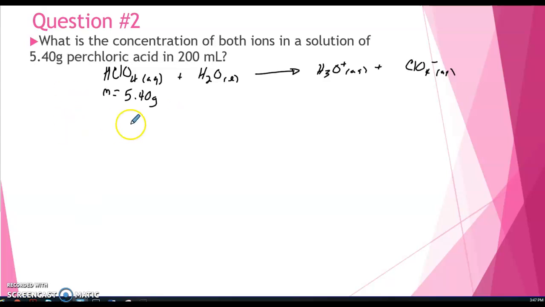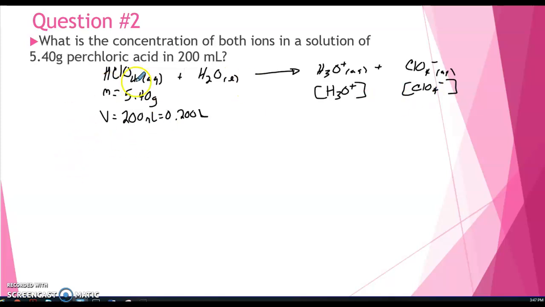So we have also here volume, which is 200 milliliters or 0.200 liters. Because we're dealing with concentration, we should just convert it to liters. We often use liters in concentration. We want to find the concentration of this as well as the concentration of this.